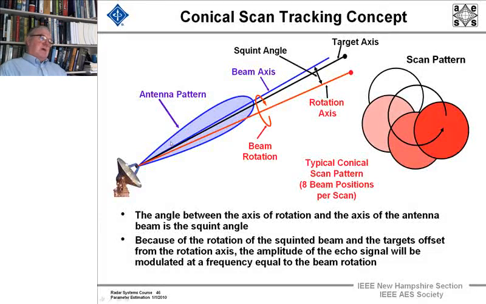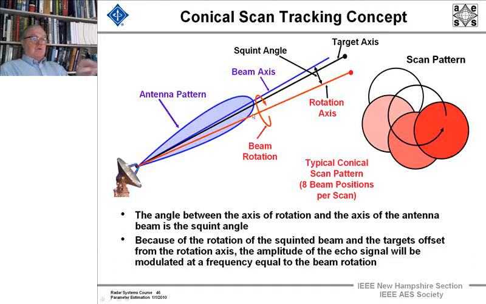This is a system where we have a single dish antenna, and we have a gimbal on the feed, which rotates the beam about a rotation axis. And there's an angle between the axis of rotation of the beam and the axis of the antenna beam, and that's called the squint angle. That angle right up there. In blue, that's the axis of the beam, and the rotation axis is somewhat off axis.